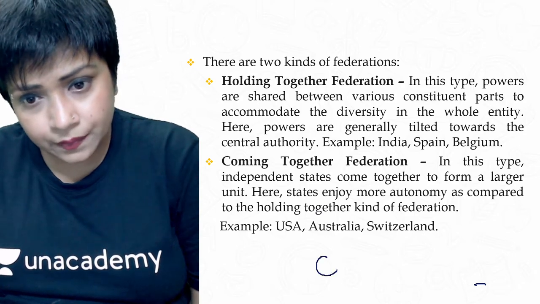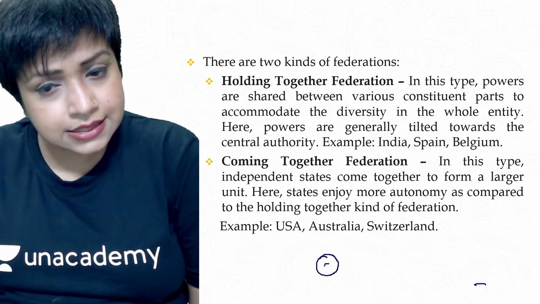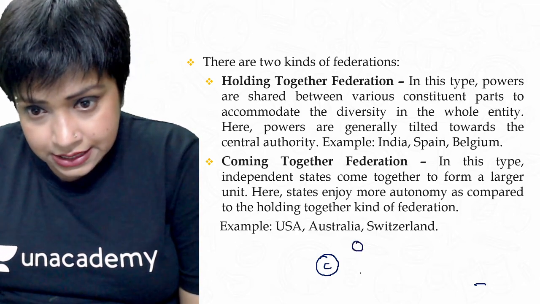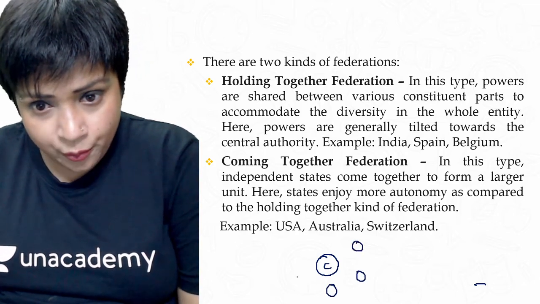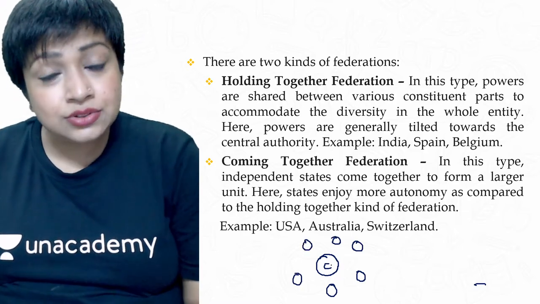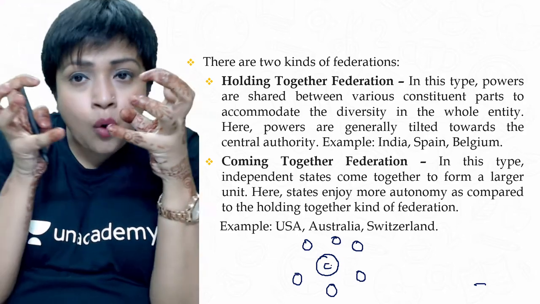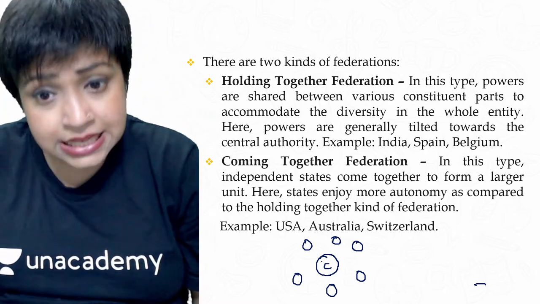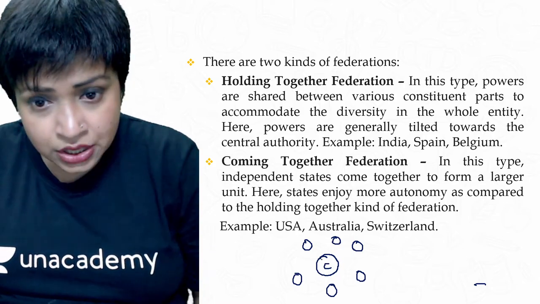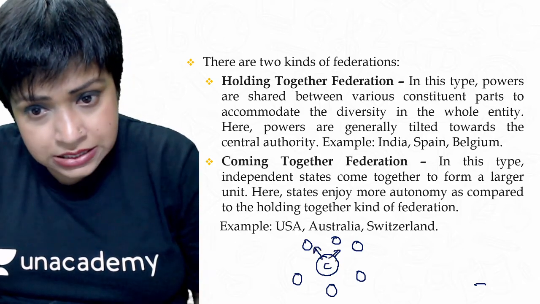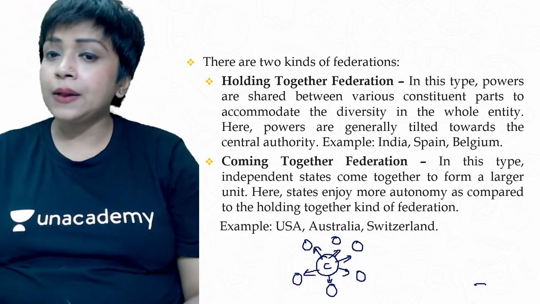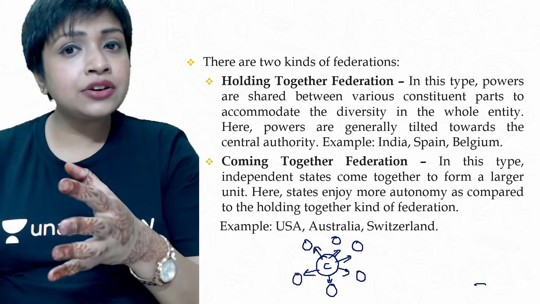You have, this is the center of the federation. These are the various provinces or the states. Now, the center is trying to hold everyone together. That means maximum power still lies in the hand of the center. So the spread of power happens in this way. Why has this kind of federation been made?